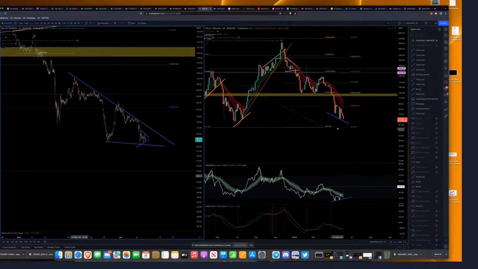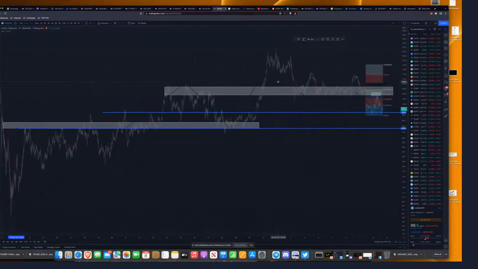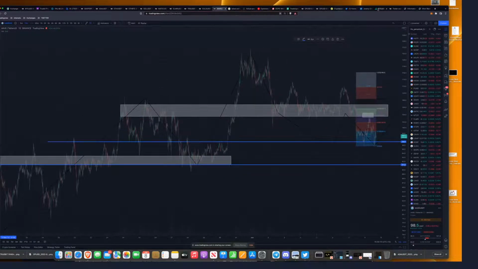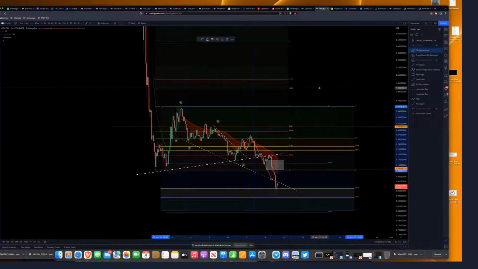I do talk about this. There's a bullish divergence. This will come down and hopefully it bounces up. AVE, don't worry about AVE. And I had OP. Where's OP? Which is Optimism.